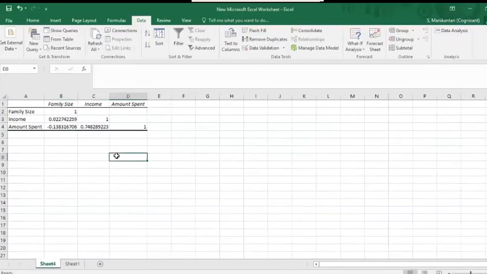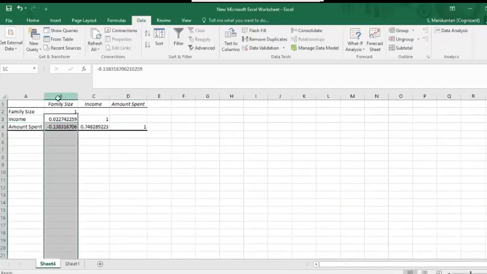So if you remember, correlation coefficient indicates the strength of a linear relationship between 2 variables. So between amount spent and family size, the correlation coefficient is minus 0.13, a weak negative correlation. Between income and amount spent, it is 0.74, a high degree of positive correlation, which we kind of expected by looking at the graphs initially. And also, the correlation coefficient between income and family size, the 2 independent variables, is 0.02, a very weak positive correlation. So this indicates that there is no multicollinearity.